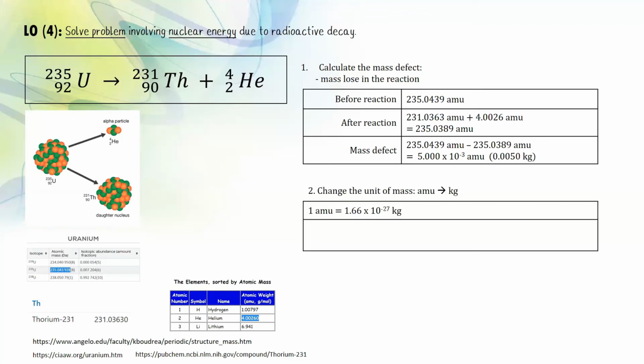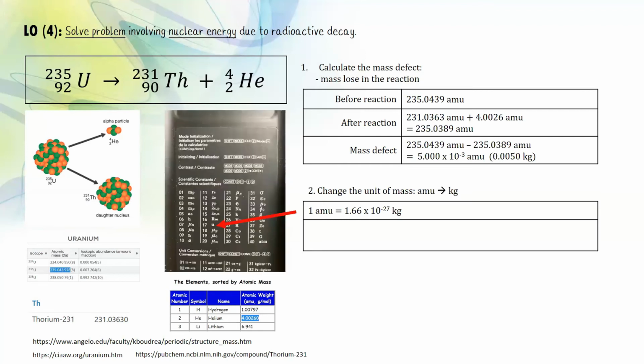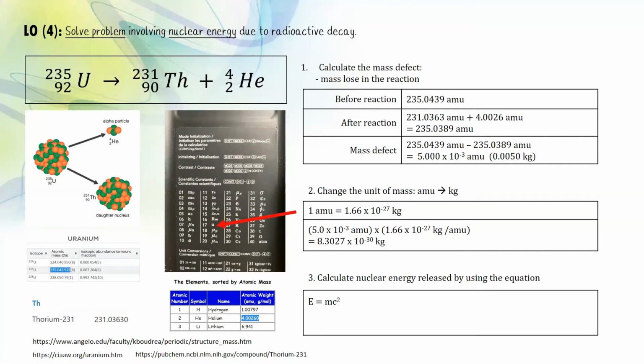The second step is we change the mass from AMU to kilogram. The constant value here, we can also get from the cover of our calculator as shown here, in case you have not heard about this yet. Okay, so we get the mass defect in kilogram as shown here. Finally, we calculate the energy released by using the equation. And we get the value in joule here.